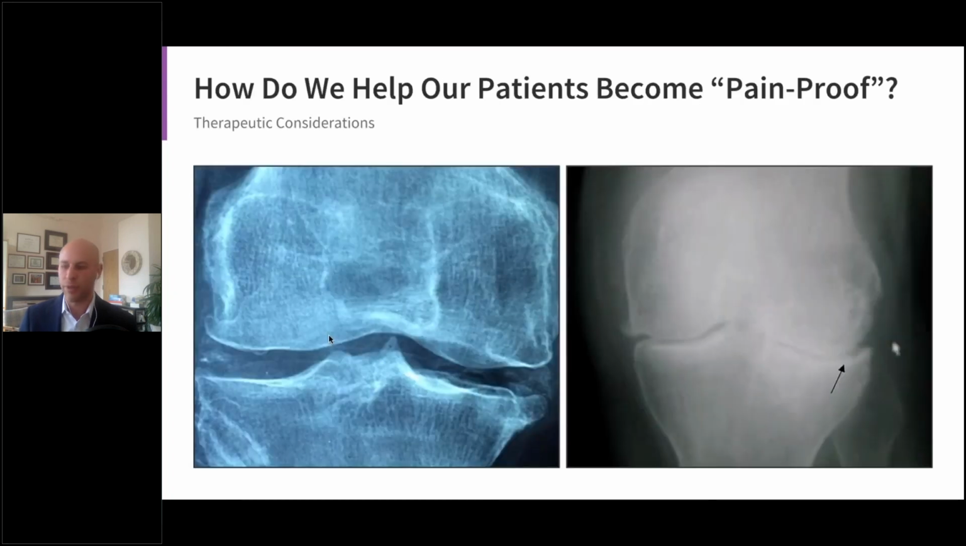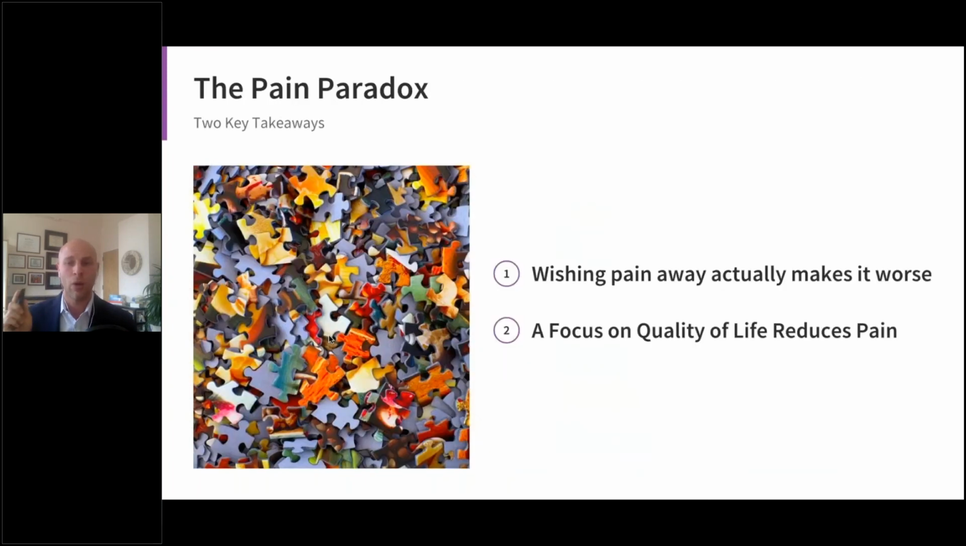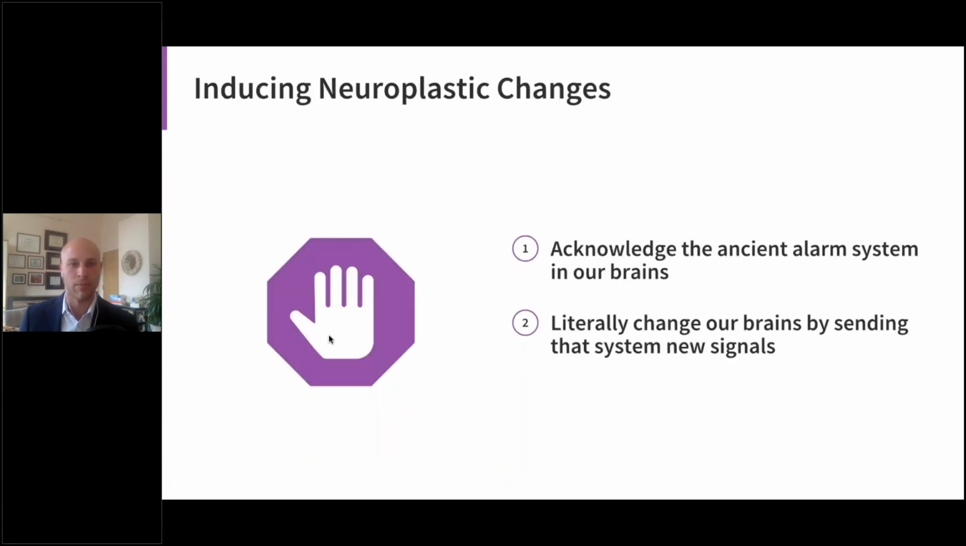So we've got just a couple minutes remaining. What we're going to do is talk about now about some of the therapeutic considerations when it comes to pain. What is it that helps people move from right to left in terms of experiencing no pain at all, no matter what their structure shows them, which requires two important takeaways. The first is that paradoxically, wishing pain away actually makes it worse. And the second is that if we help our patients focus on a quality of life, as opposed to a complete elimination of pain as the only goal, they're paradoxically more likely to have less pain at the end of the day.